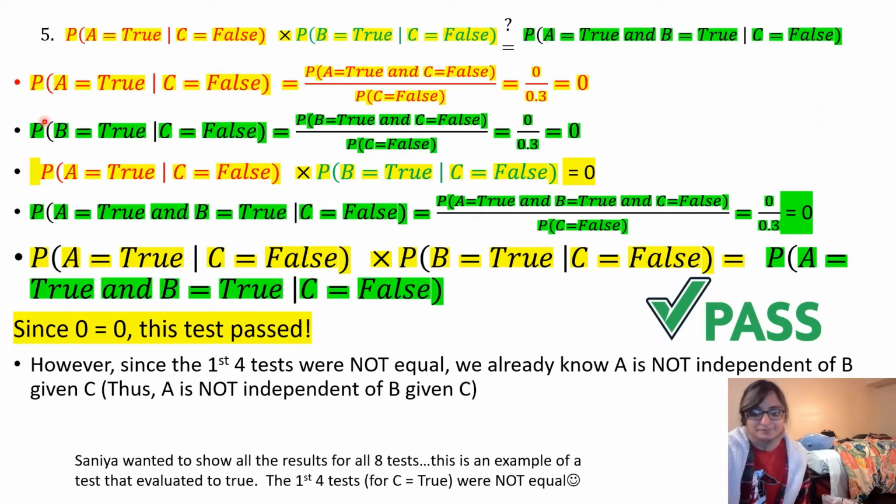And then here, the probability that B is true given that C is false is just equal to this. So B is true and C is false divided by the probability of C being false, which is 0 over 0.3, which is 0. So 0 times 0 is 0 here. And on the right side, the probability A is true and B is true given C is false evaluates to probability A is true and B is true and C is false in the numerator, divided by the probability C is false in the denominator. So that's just 0 over 0.3, which is just 0.